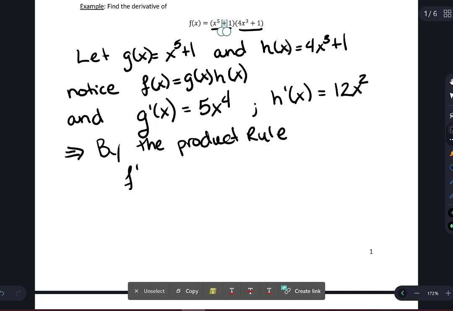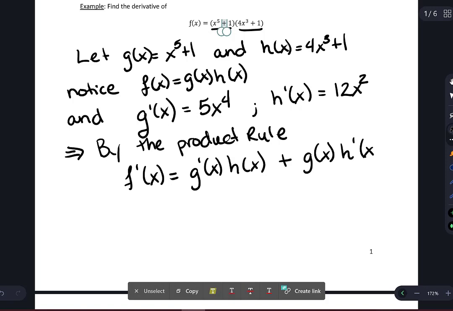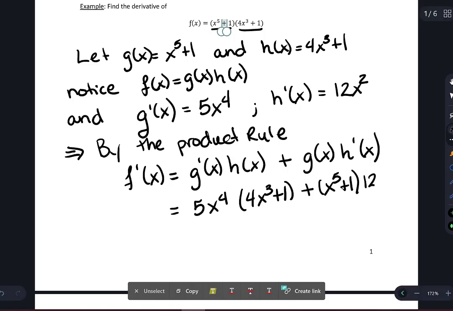we have that the derivative of f of x is equal to the derivative of g of x times h of x plus g of x times the derivative of h of x. And so this is going to be 5x to the fourth times 4x to the third plus 1, plus g of x, which is x to the fifth plus 1, times the derivative of h, which is 12x squared.